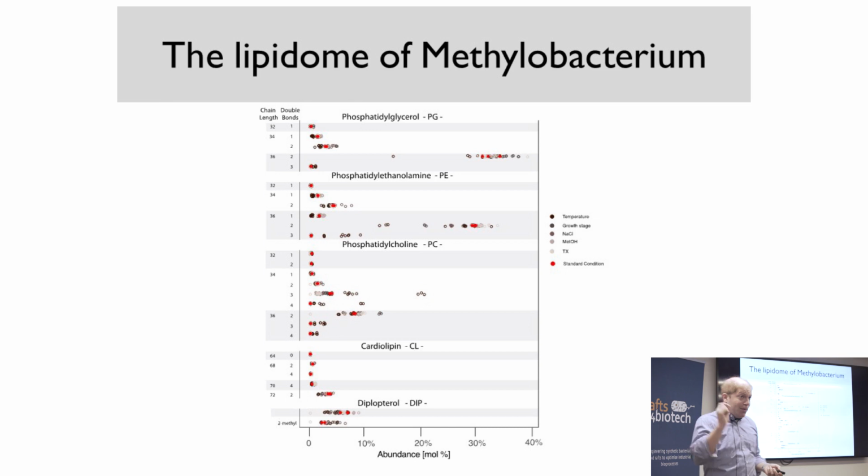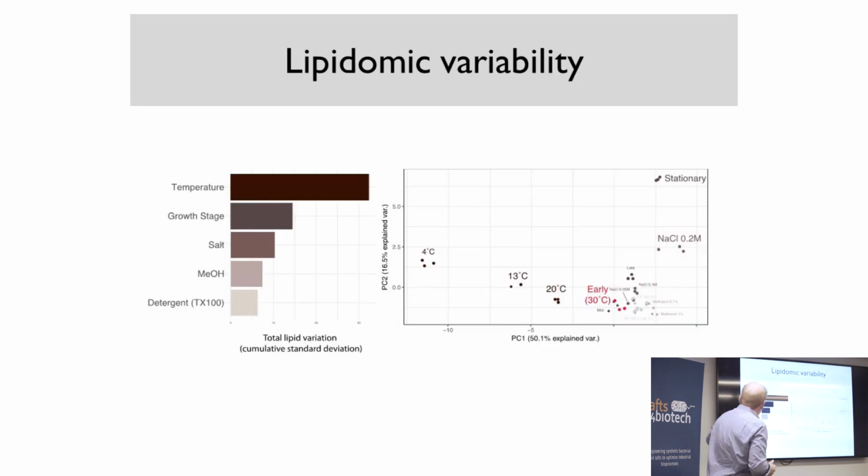If we now ask the question, how much variation, and what conditions does the lipidome vary the most over, one of the ways we can get at that is by just taking the standard deviation of each lipid species over a range of conditions and summing that up, and then saying, okay, how much lipid variability was there for temperature or this condition or that condition? We can plot that. That's what I've plotted here, and what we see is that temperature clearly has the largest effect on lipid variance, followed by growth stage and then salt, and then the others are sort of in the background.